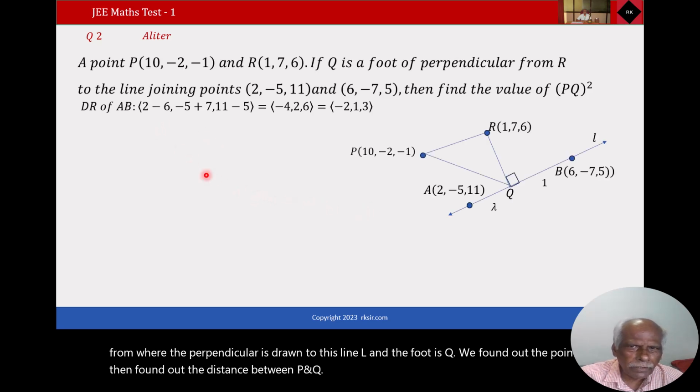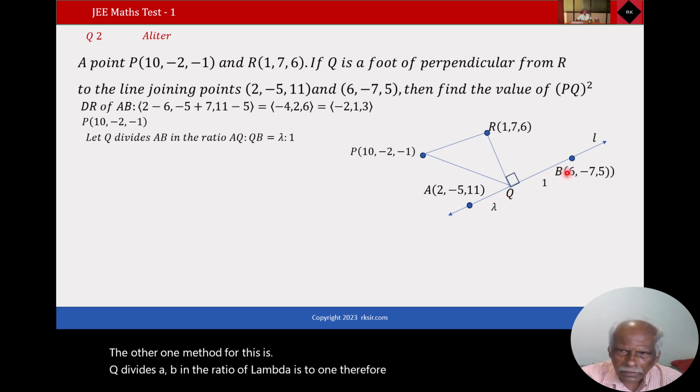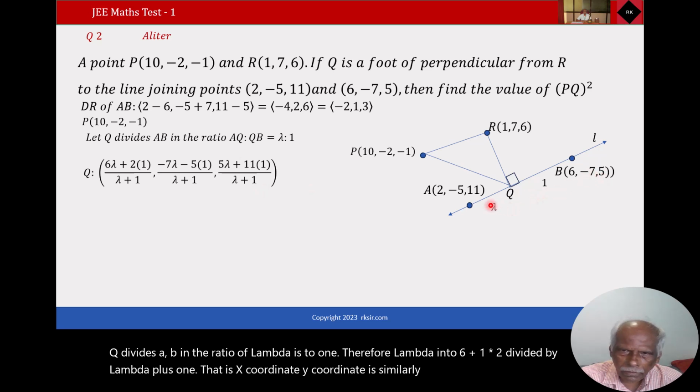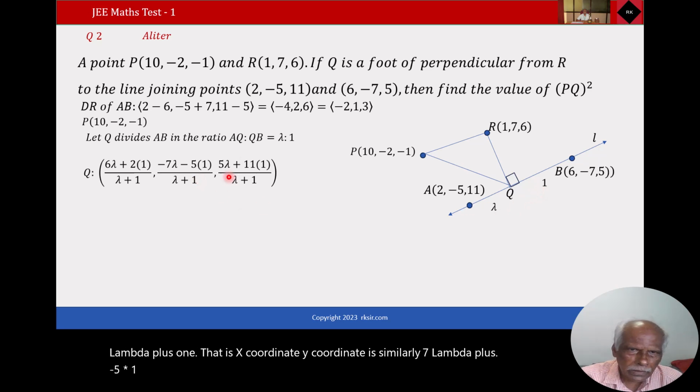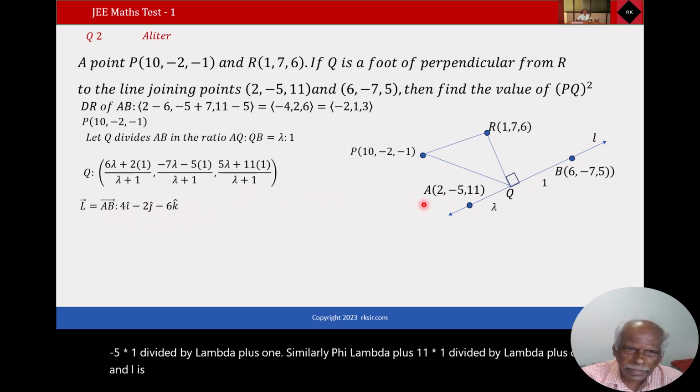Another method for this: Q divides AB in the ratio lambda is to 1. Therefore, the x coordinate is (lambda into 6 plus 1 into 2) divided by (lambda plus 1). The y coordinate is similarly (minus 7 lambda plus minus 5 into 1) divided by (lambda plus 1). Similarly, (5 lambda plus 11 into 1) divided by (lambda plus 1). And L is known, the direction cosines of AB.